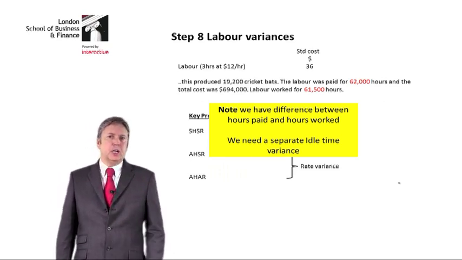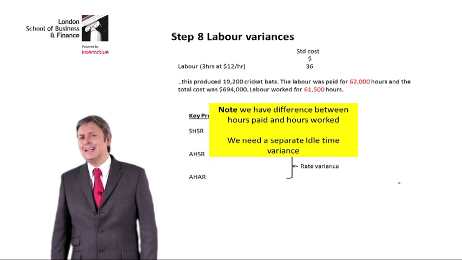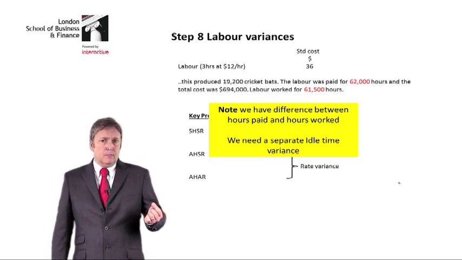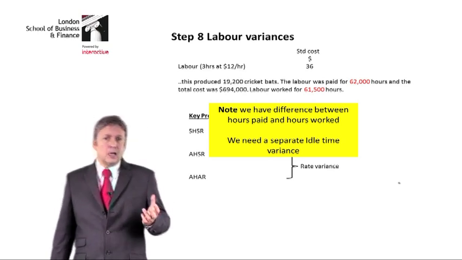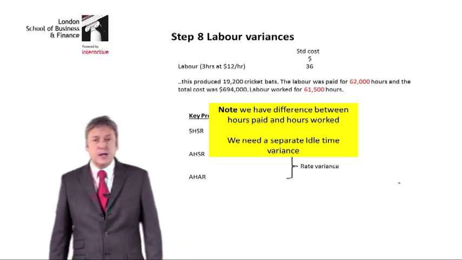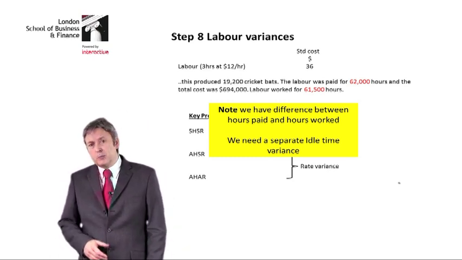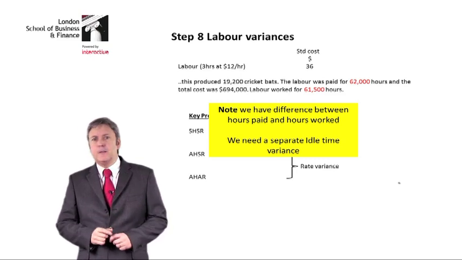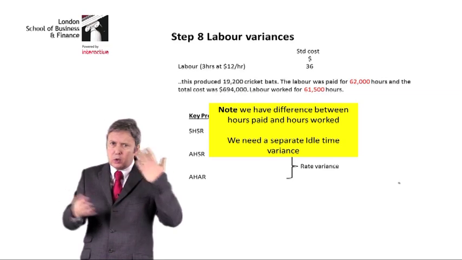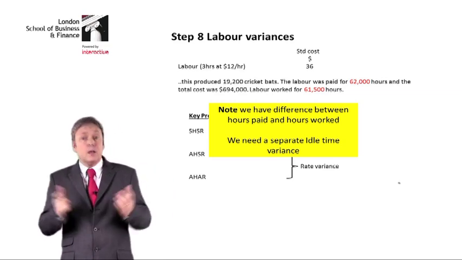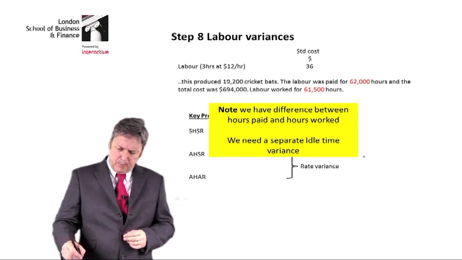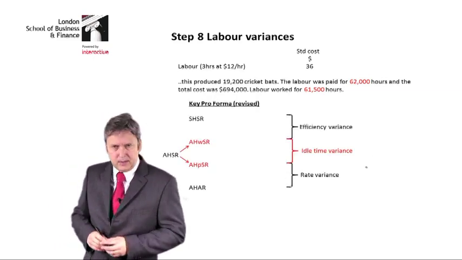What we have to appreciate here is that we are given a little bit more information. We were asked in the question to analyse in as much detail as possible. And if you look at what's highlighted in red here, we've made a distinction between the hours paid and the hours worked. Now, if there's a difference between hours paid and worked, what would we call that? That's right, we call it idle time. So what we want to do is separate out an idle time variance.